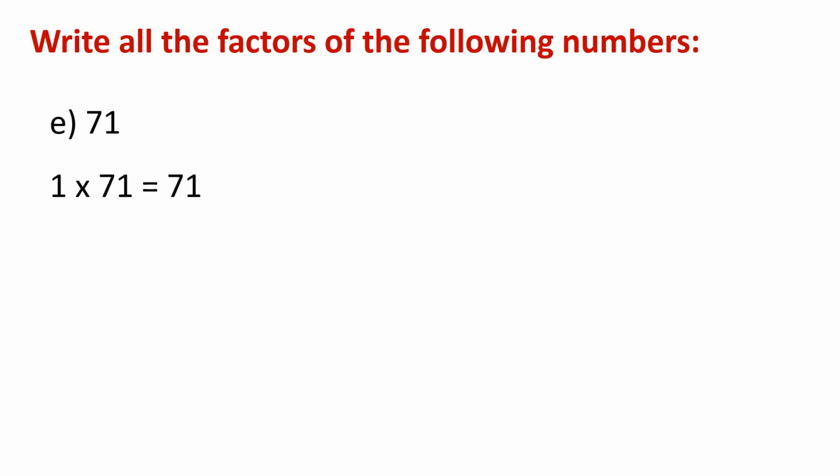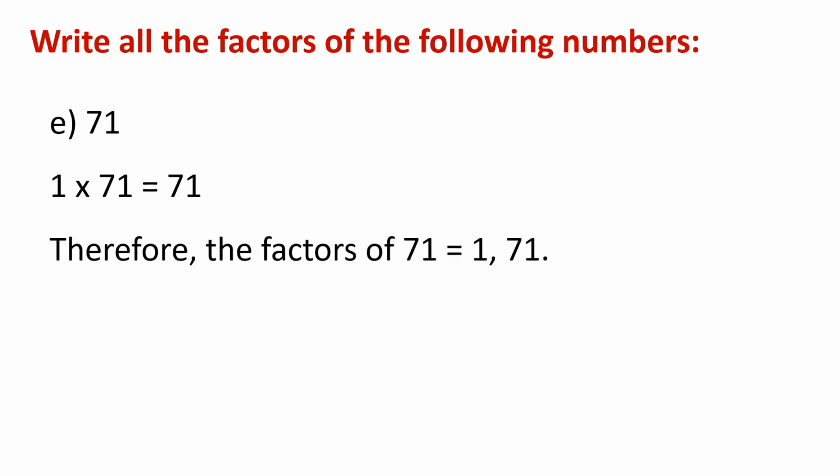But 71 cannot be completely divided by any number other than 71 and 1. Therefore, the factors of 71 are 1 and 71. And a number that has only two factors, 1 and the number itself, is called a prime number. So 71 is a prime number.